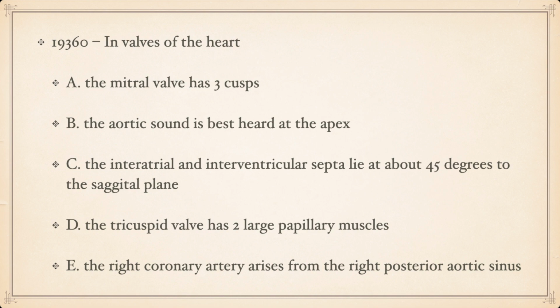The interatrial interventricular septi lie at about 45 degrees to the sagittal plane. Look, that's probably not quite enough. It's probably a little bit more of that. They are actually fairly close to the coronal plane, but it's pretty close. So we'll go with that.